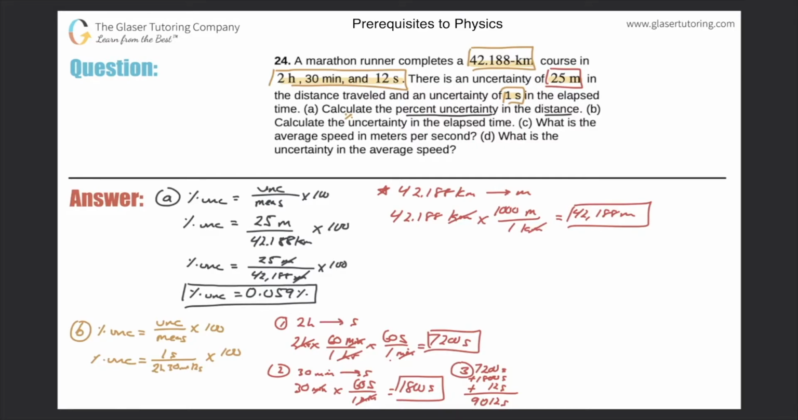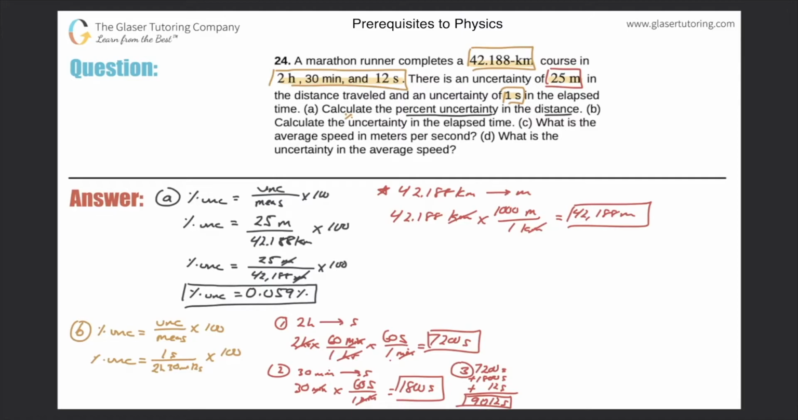So 2 hours. Yeah, because we were certain that it was 2 hours. So this is good. Okay. And the 30 minutes was fine. And it also tells us that the uncertainty lies in the ones place for the seconds. So we do have the correct number of significant figures here.